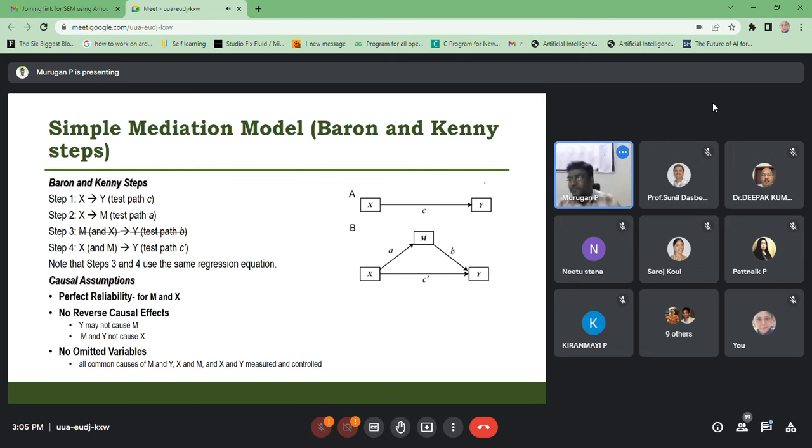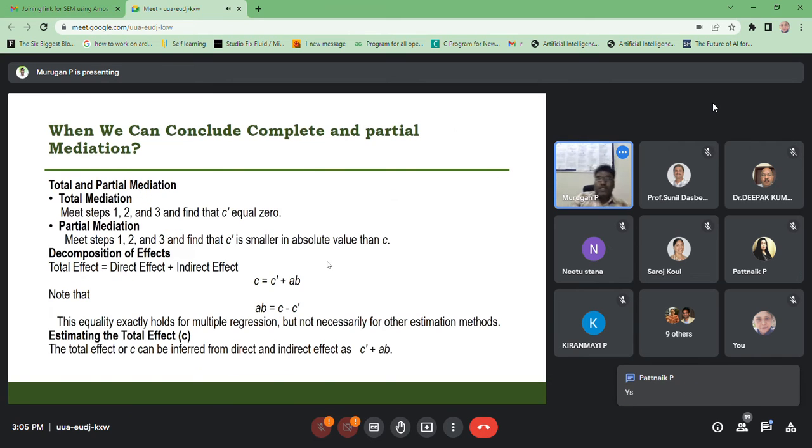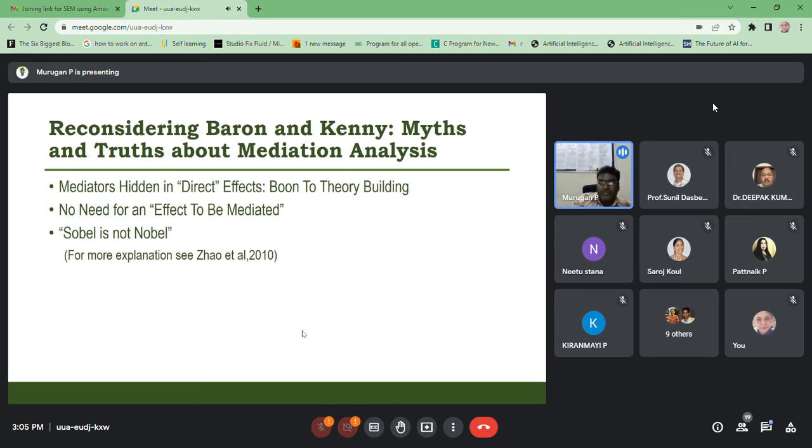Fine. Logic is clear. Make sense? So same explanation only here. I just reiterated everything. So what is total mediation or full mediation and then partial mediation?